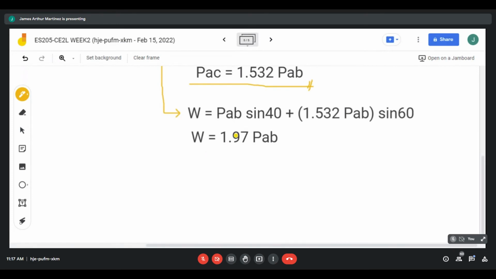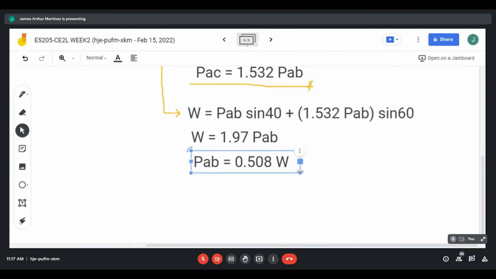So, if we express PAB in terms of W, then we'll have PAB is equal to, so we just divide both sides by 1.97. So that is, W divided by 1.97, or 1 over 1.97. So you will have 0.508 W. So we have obtained the relationship between the internal force at AB and the W, or the weight.